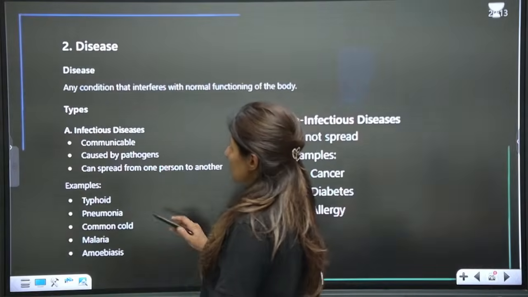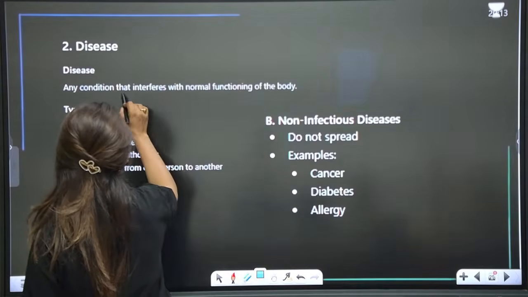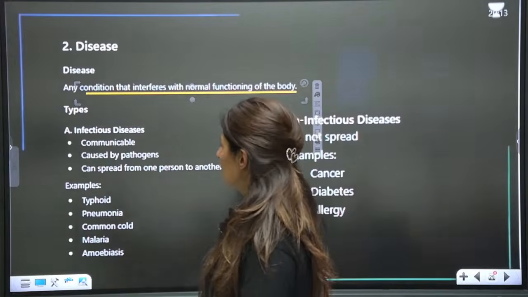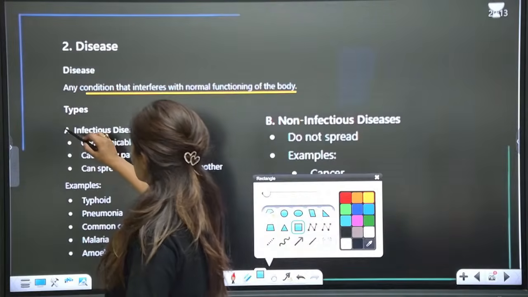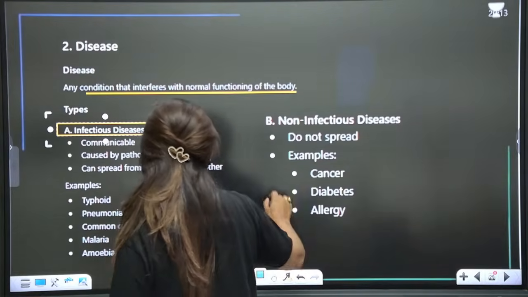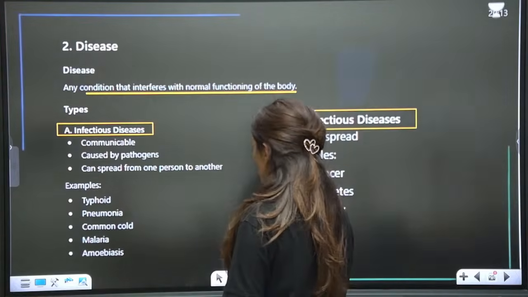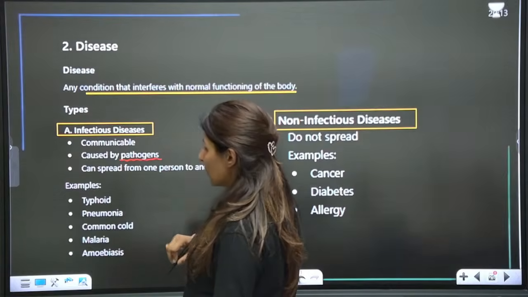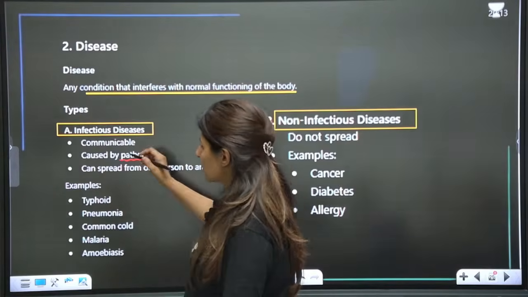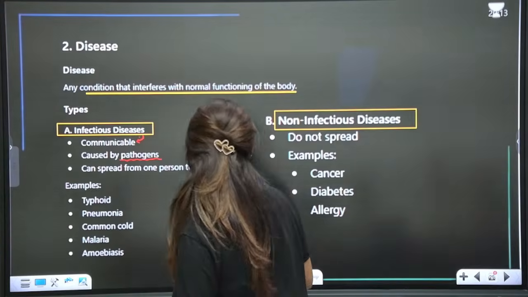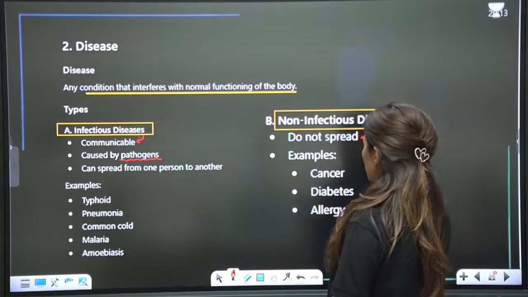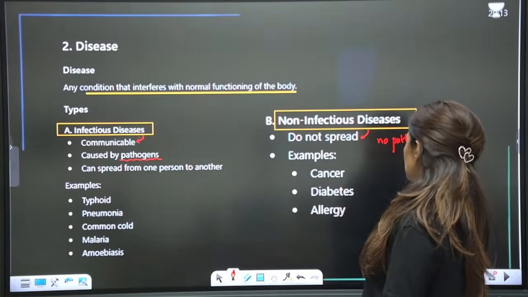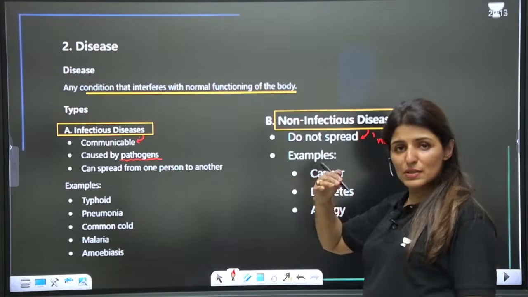Now talking about disease. See, what is a disease? It is any condition that interferes with the normal functioning of the body. Is that clear? So we have different types of diseases now. First of all, there are infectious diseases, right? And then we have non-infectious diseases. So what are the differences? See, an infectious disease will always have an agent causing it, a pathogen. So it can be communicated from one person to another, hence we also call it communicable diseases. While non-infectious diseases don't spread from one person to another, there is no pathogen involved. Is that clear? So these are personal diseases. So they won't spread from one person to another.